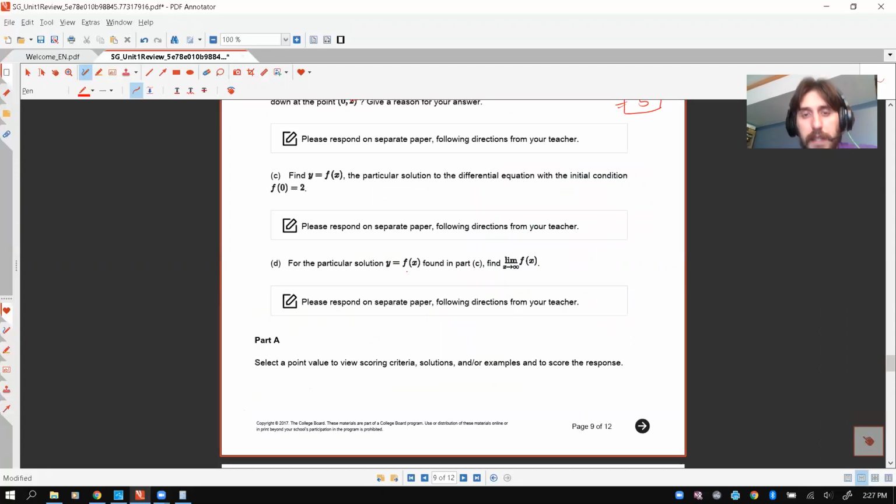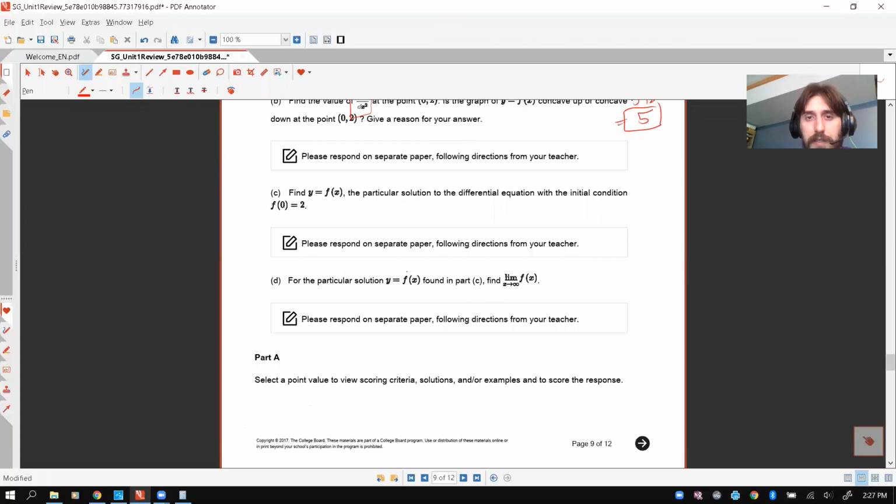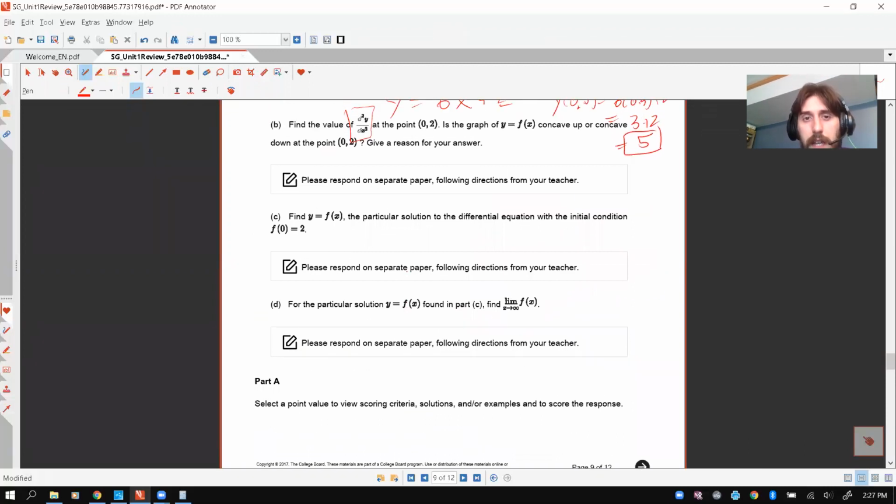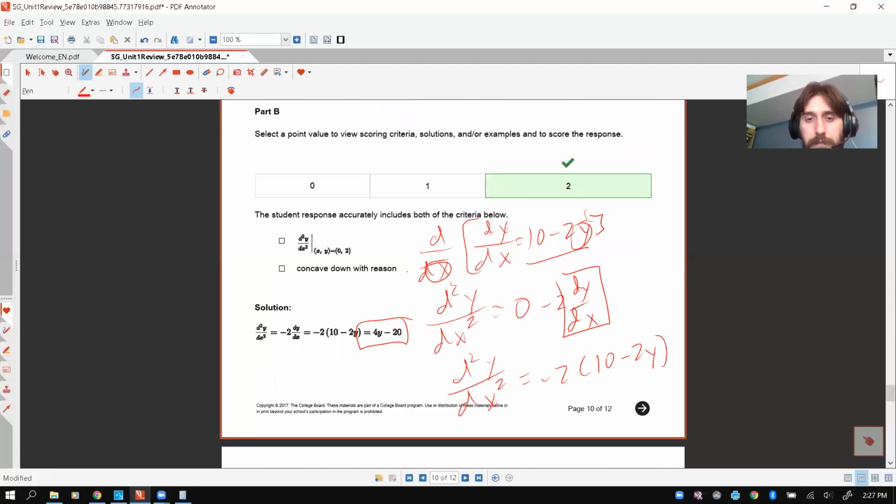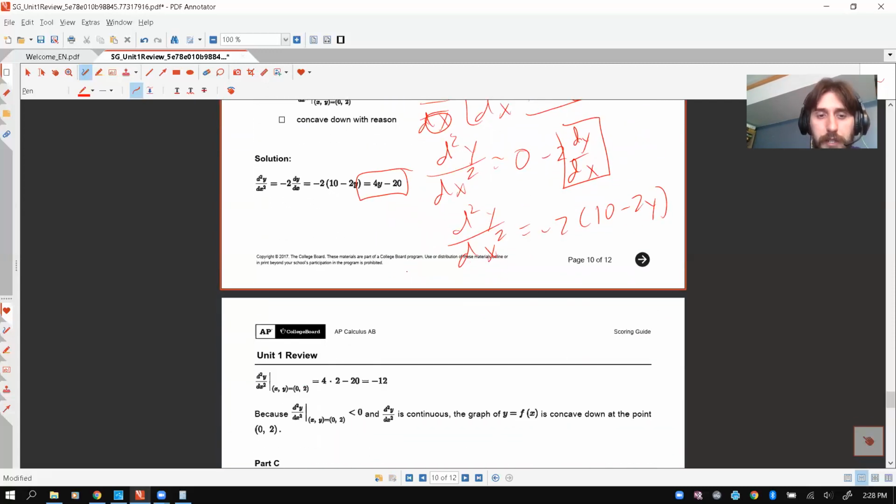All right, the second thing that we're asked to find is its concavity. In order to find whether it's concave up or down at the point 0, 2, we're going to plug in the point 0, 2. The second derivative at 0, 2 would be 4 times 2 minus 20, which is 8 minus 20, which is negative 12. Since negative 12 is less than 0, we say it's concave down.